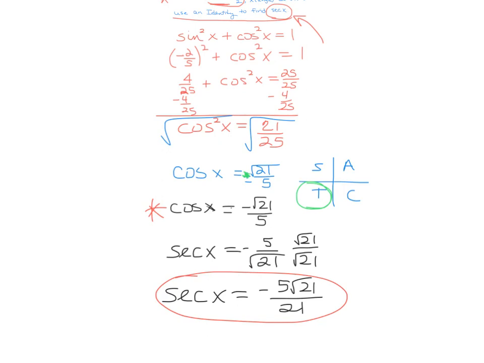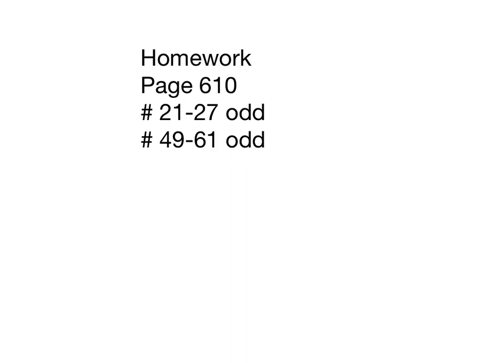So your homework over the weekend is going to be 21 through 27 odd and 49 through 61 odd. So find some way to memorize all of the identities on that very first slide, and also the rearranged versions of the Pythagorean identity. Be able to recognize them, so that when you go to use them, you don't have to sit there and rearrange every time.